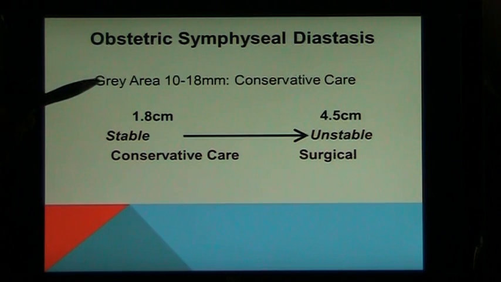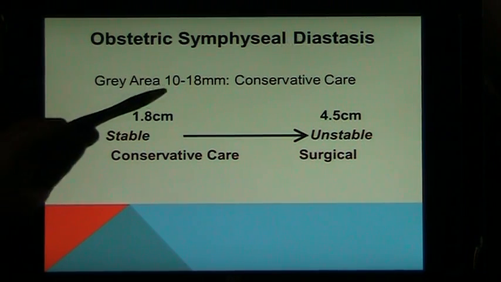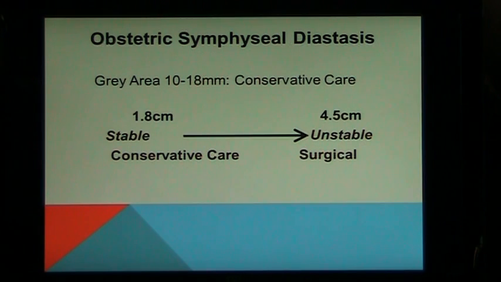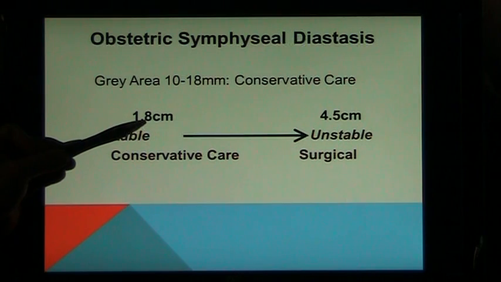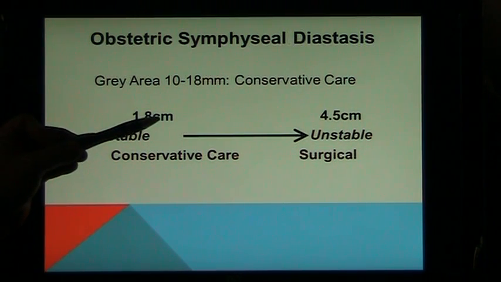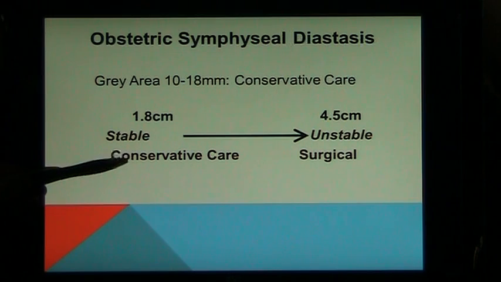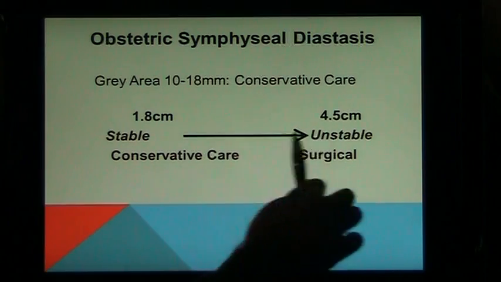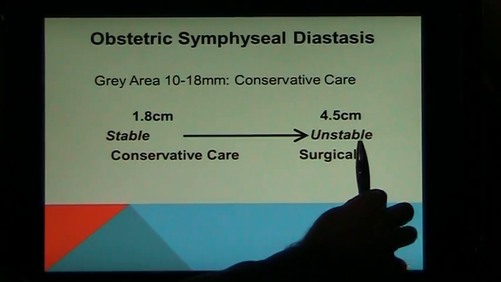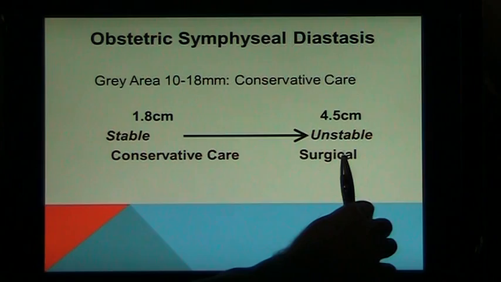There's a gray area with respect to diastasis between 10 and 18 millimeters. Typically, conservative care is successful, but it is a gray area. Typically, 1.8 centimeters will be a stable widening, and they should be successfully treated with conservative care. You go over here to 4.5 centimeters, and it's determined that it's definitely unstable, definitely a surgical case.